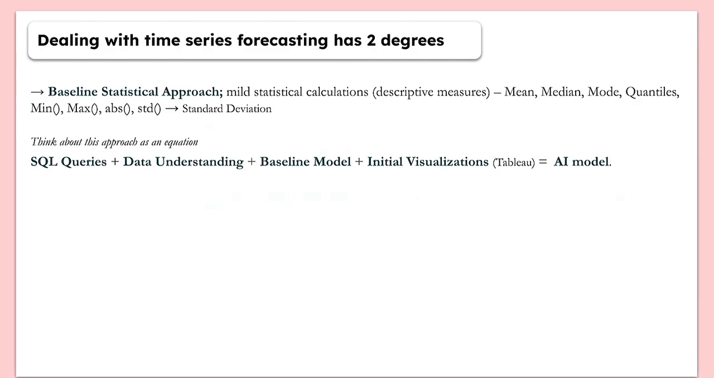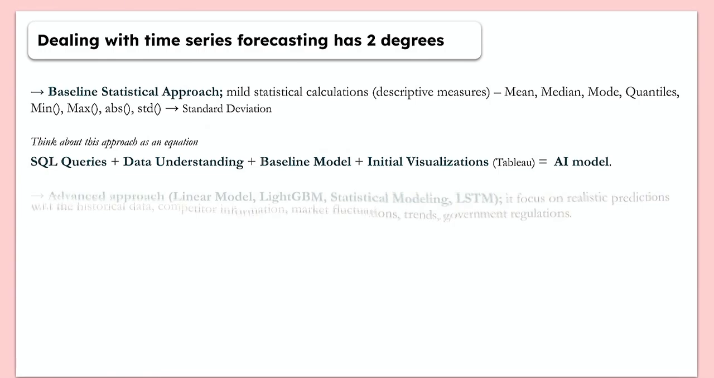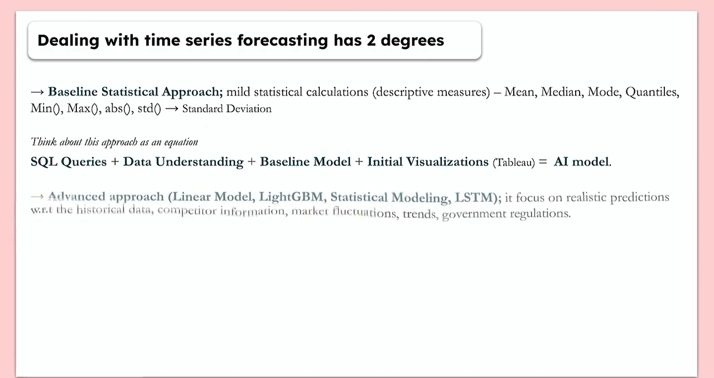Dealing with time series forecasting has 2 degrees: a baseline statistical approach and an advanced approach. The first approach is related to dealing with statistical calculation: mean, average, median, quantiles, min and max, absolute values, standard deviation, variance, etc. You can think about it as SQL queries plus data understanding plus a baseline model, followed by initial visualizations that cover the time series forecasting and AI model.